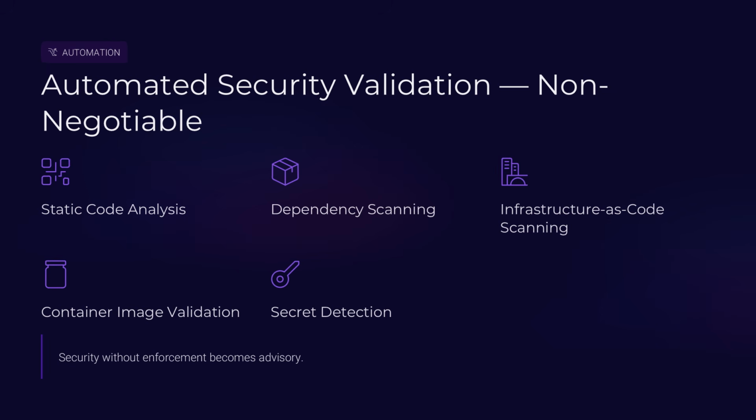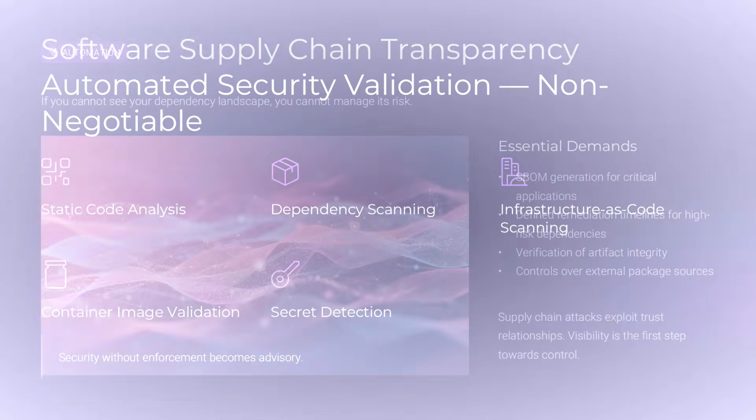But automation must align to risk thresholds. For example, if critical vulnerabilities are detected, is release automatically blocked? Or is it left to discretion? Your policies must define enforcement boundaries. Security without enforcement becomes advisory.